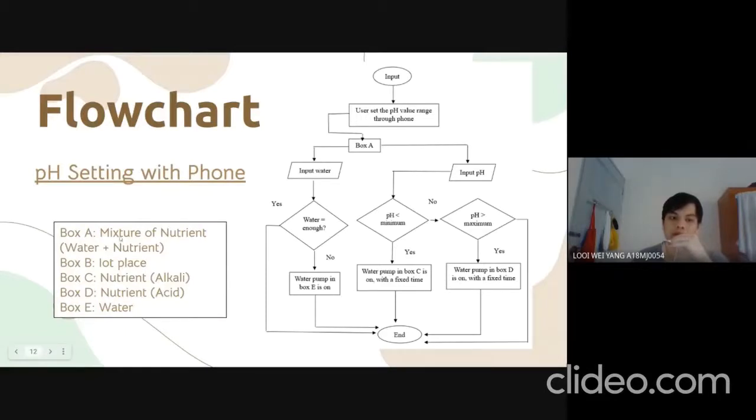Box A is for the mixture of nutrient, box B is for the IoT, box C is for the alkali nutrient, box D is for the acid nutrient, and box E is for the water. So we'll go with box A first.